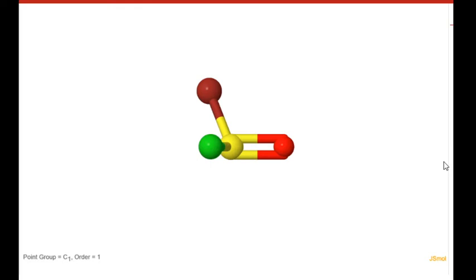So let us see some examples of the molecule. So this is the molecule, it's a thionyl chlorobromide, right? That is SOClBr. So this is the sulfur atom which is pi bonded with the oxygen atom. This is the Cl and this is Br. Okay, so it's a thionyl chlorobromide.